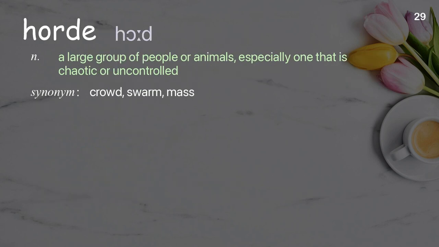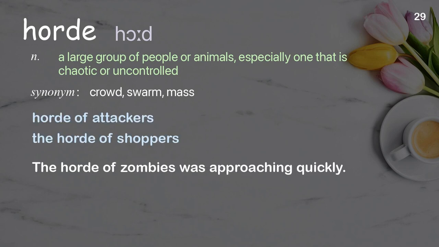Horde. A large group of people or animals, especially one that is chaotic or uncontrolled. Examples: horde of attackers, the horde of shoppers. The horde of zombies was approaching quickly.